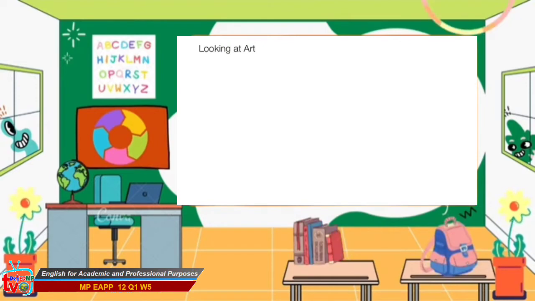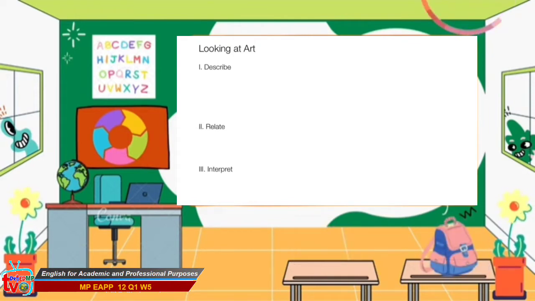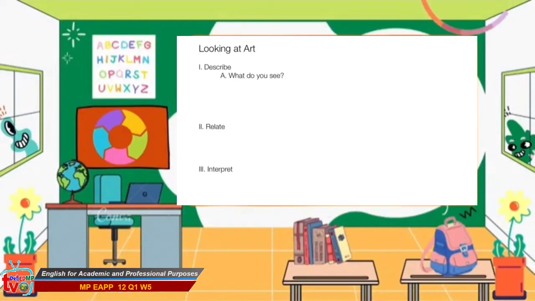First, let's title this outline Looking at Art. The easy part in this case is the main ideas, because we already have them: describe, relate, and interpret. Let's start with describe and work our way down the outline. In the describe step, we are supposed to first answer the question, what do you see? So this is the first supporting idea. When answering this question, we're supposed to focus on all those elements of a work: color, line, shape, and so on. So these are the details.